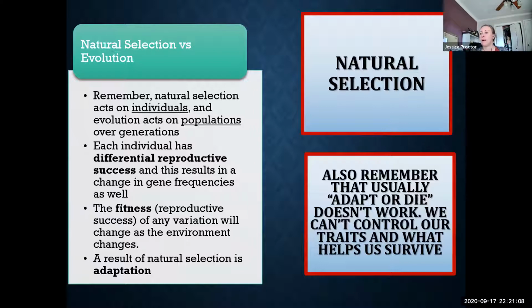Like I mentioned with the rock pocket mouse, just because one color is beneficial for survival in that environment at one point in time doesn't mean that 10 years from then it'll still be the beneficial trait, because the environment is constantly changing, constantly fluctuating. So it's important to remember that just because a trait is beneficial now doesn't mean it'll be beneficial a year from now or 5 years from now or 10 years from now, and so on and so forth.